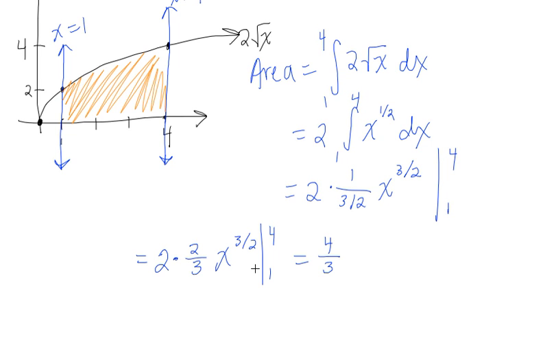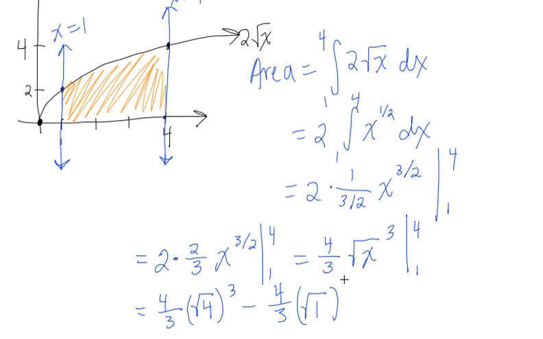Now you could just do this on your calculator, that's one option. I'm going to rewrite it as a radical, because that way I can do the numbers 4 and 1 in my head. So x to the 3/2, I'll write as square root of x cubed, because that 1/2 power means square root, and the cube part just stays up there. We're going to take this from 1 to 4. I still haven't evaluated it yet, but now is a good time to plug in the 4 and the 1 and subtract. So it would be 4/3 times the square root of 4 cubed, minus 4/3 times the square root of 1 cubed. And I think you can get it from here to get your final answer.